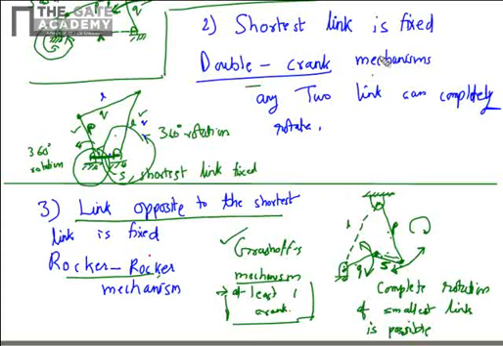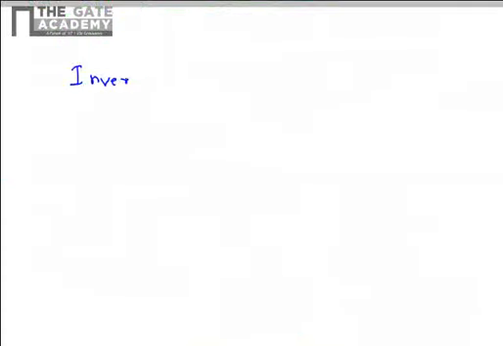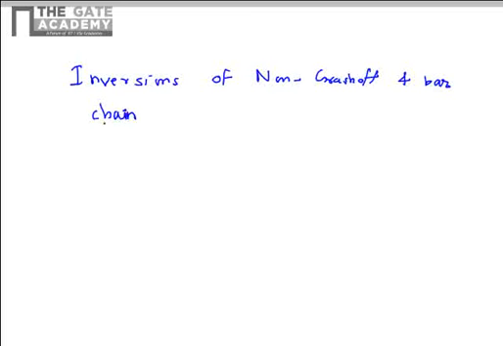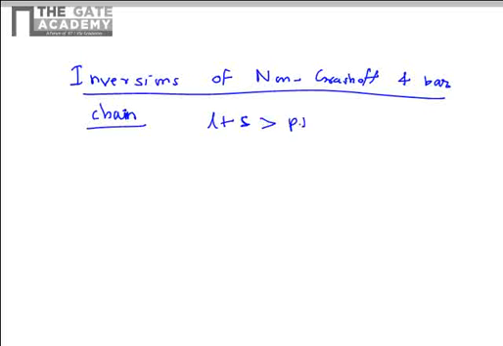Now we will come to the inversions of the non-Grashof 4-bar chain. If you recall, the non-Grashof chain is a class 2 chain. It satisfies the criterion that the length of the longest link plus the length of the shortest link is greater than the sum of the lengths of the other two links. While in the Grashof condition, it was otherwise: the sum of these two was less than the sum of the other two.